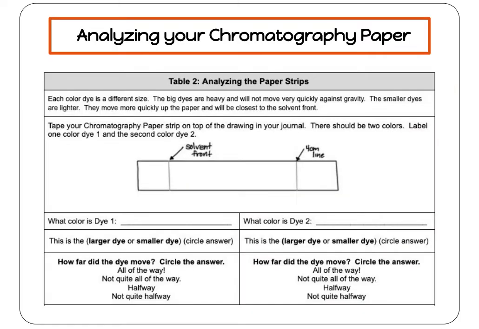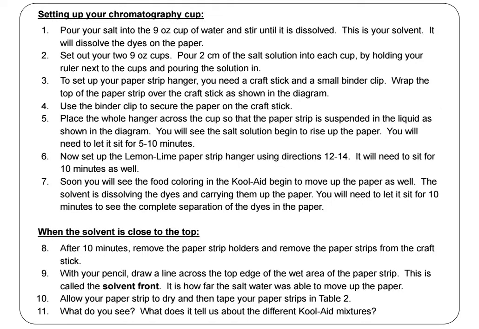Once your paper strips are dry, tape them into Table 2 and analyze what you see. What two colors appeared? How far did the dye move up the paper strip? It's amazing what a little chemistry can do to our Kool-Aid. Pause the video now to follow our procedure for setting up and observing your chromatography strips.